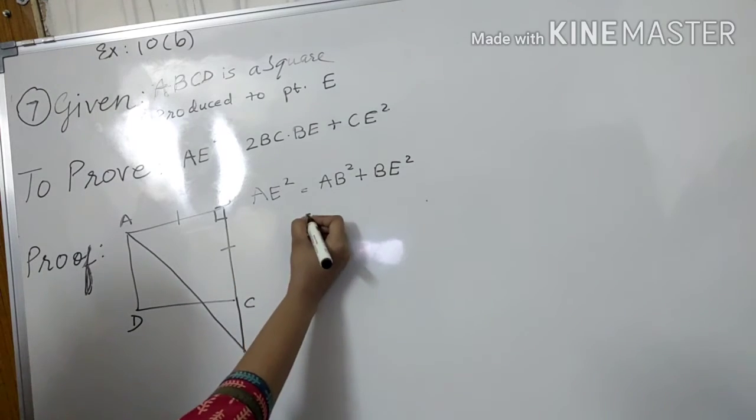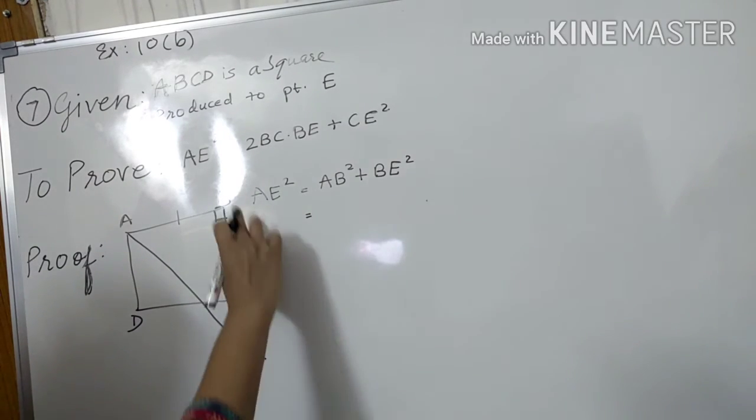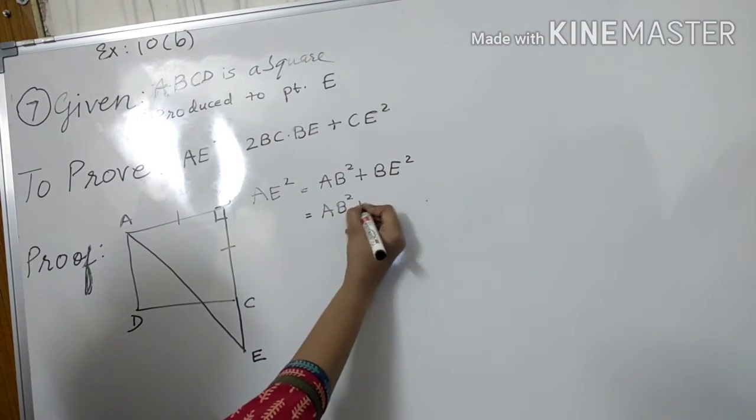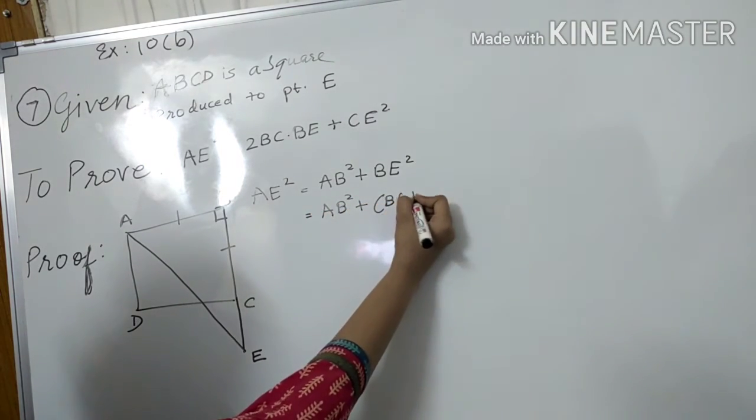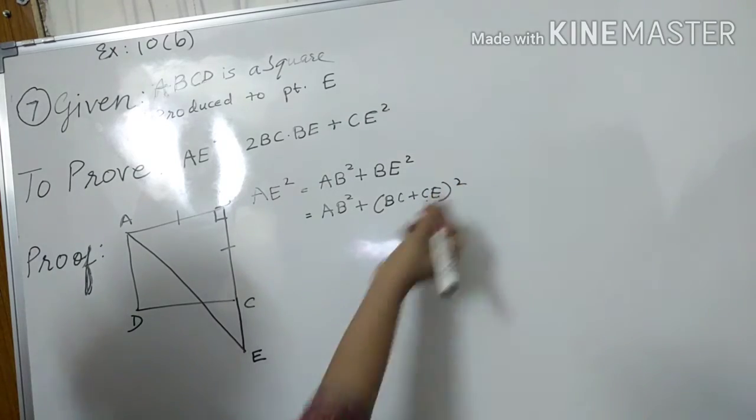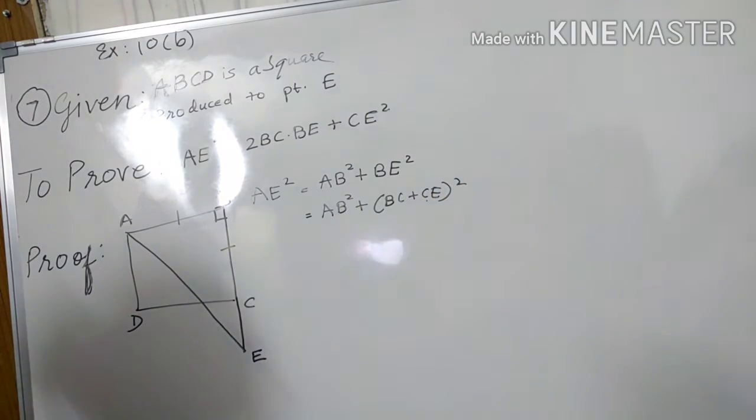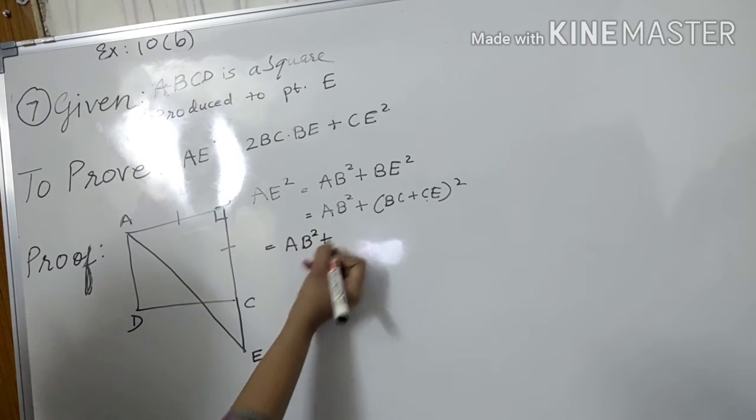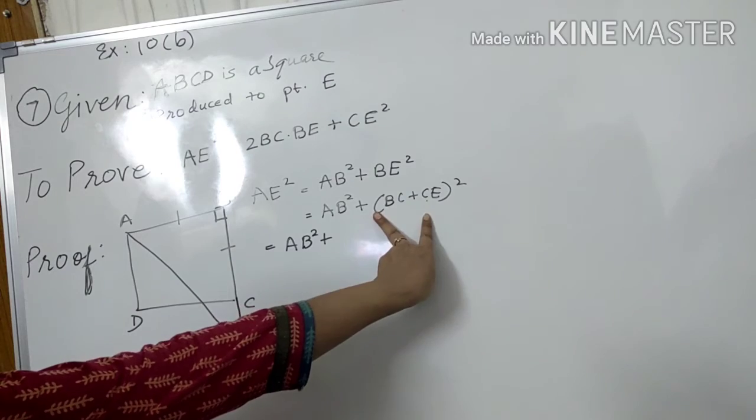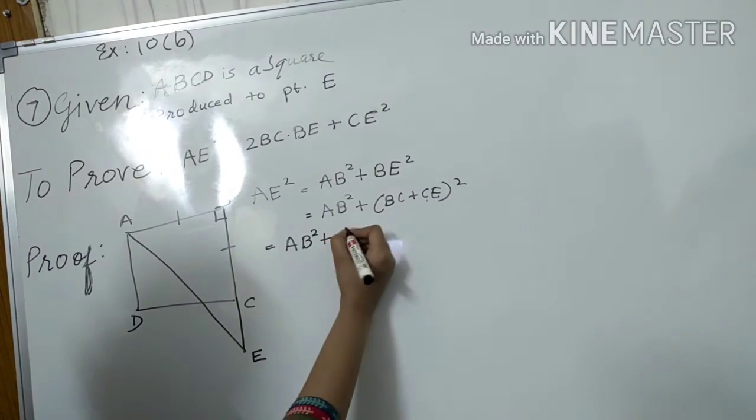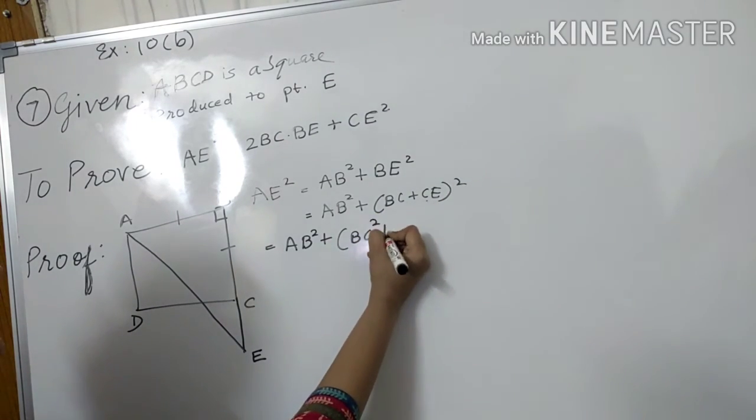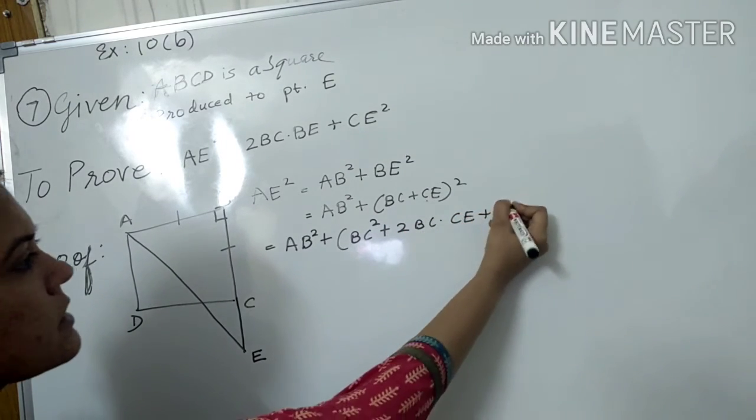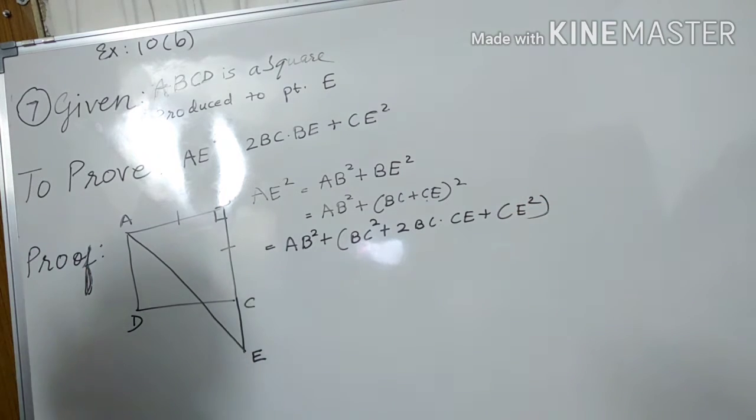Now, we can see in the figure BE is what? BC plus CE. So I write AB square plus BC plus CE whole square instead of BE. Now, AB square as it is, but we can expand this as the (a plus b) whole square type. So I am writing here BC square plus 2 BC into CE plus CE square.